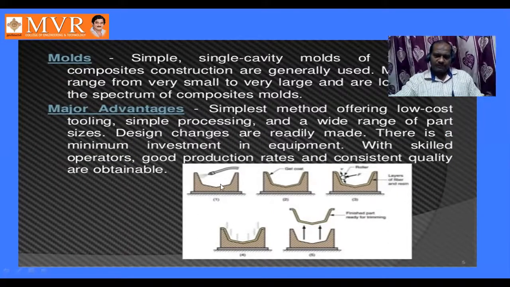This is the first step: applying a gel coat and keeping the fiber material, then pouring the resin and pressing with the roller, and after that removing the part. So at last we have prepared a product exactly in the shape of the mold. So mold preparation is the basic part, for the dimensions as well as for the variety we need.